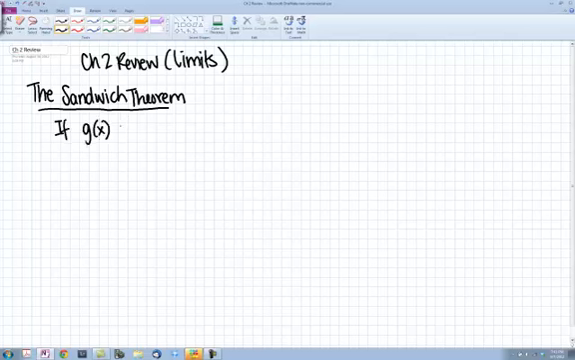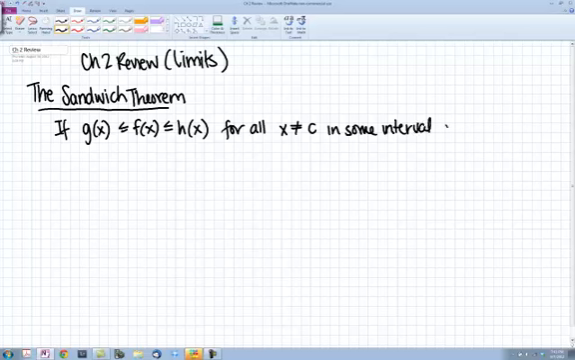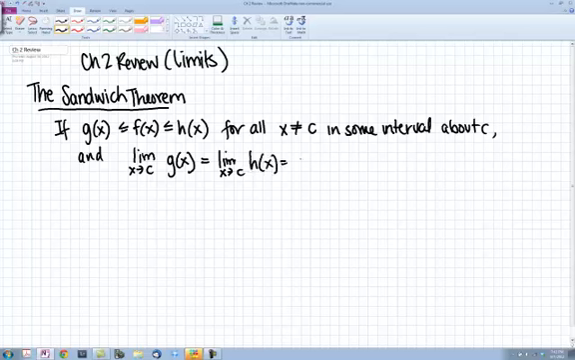So if you have some function g of x less than or equal to some other function f of x, which is less than or equal to some other function h of x, for all x not equal to c in some interval about c, and the limit as x approaches c of g of x equals the limit as x approaches c of h of x is some number L, then the limit as x approaches c of f of x equals L.